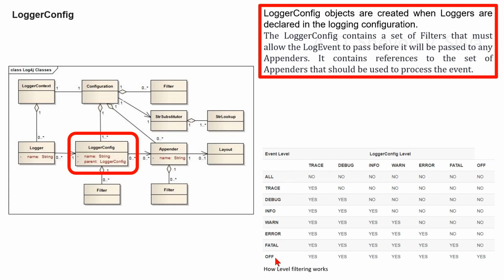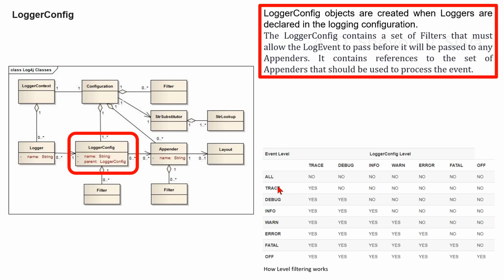Here you can see how log level filtering works. Log configs will be assigned a log level. The set of built-in levels includes all, trace, debug, info, warn, error, fatal, and off. Log4j also supports custom log levels. Another mechanism for getting more granularity is to use markers instead.